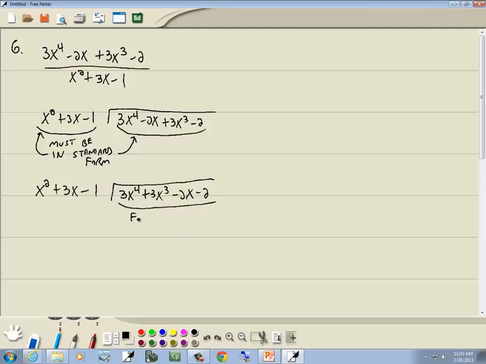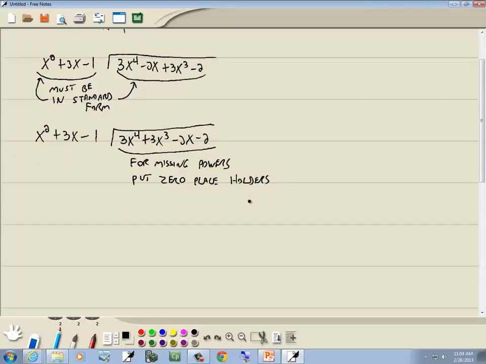And for missing powers, we want to put 0 placeholders. What's out in front here? We've got x squared, which is x to the second power, this is x to the first, and this is no x. So we have everything there: x squared plus 3x minus 1.